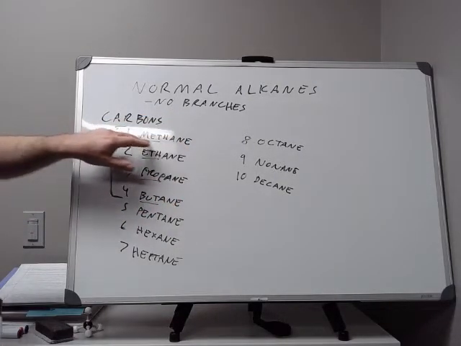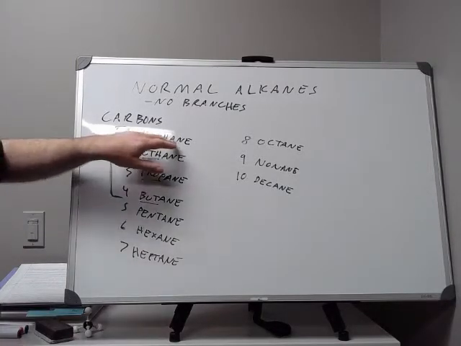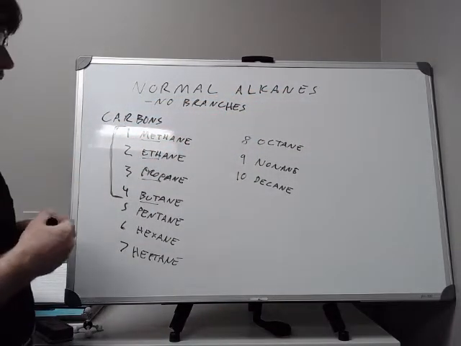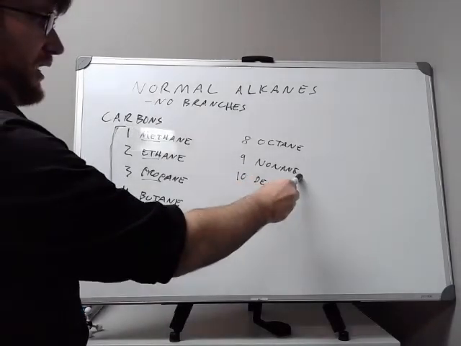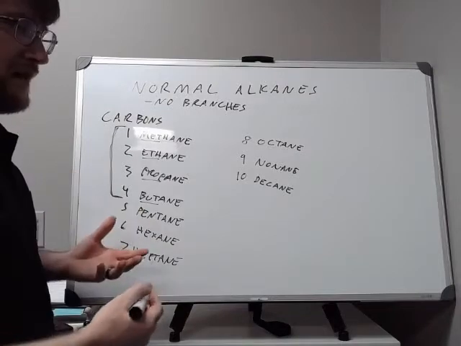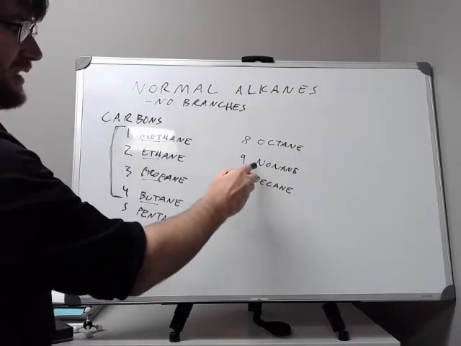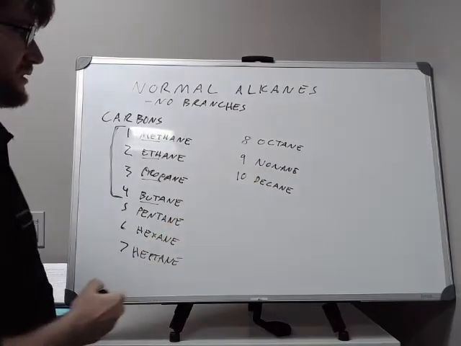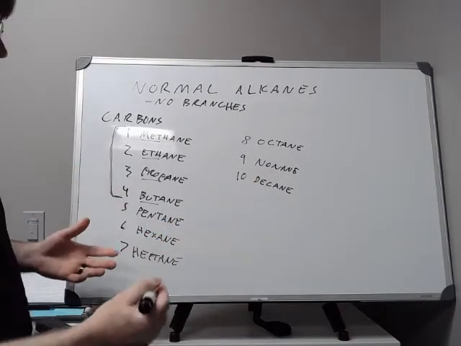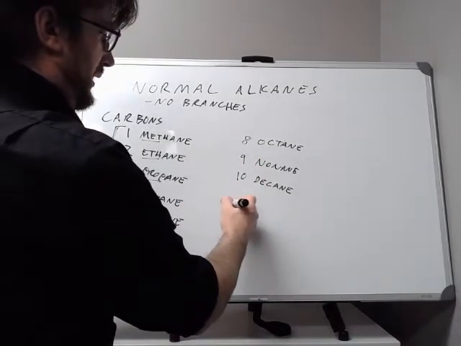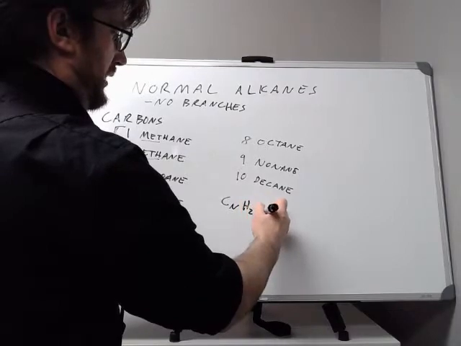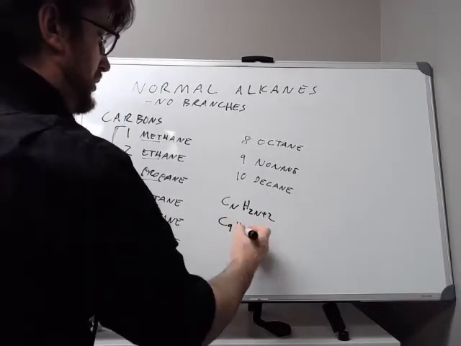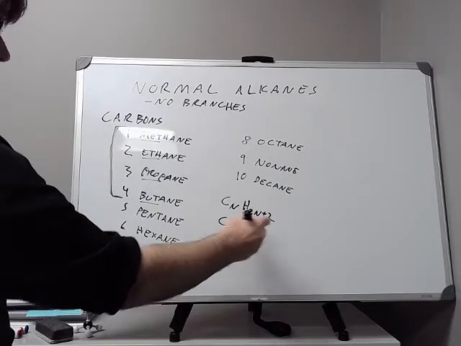We take this prefix that corresponds to the number, and we add A-N-E, ane, to the end because it's an alkane. So if we were given the name nonane, we would know that it's an alkane based on the ane ending, and it has 9 carbons because of the non prefix. And so we can determine its molecular formula from the name, because we know that alkanes have the formula CnH2n+2. So if we're given nonane, it's C9H20, because that's 2 times 9, 18, plus 2.